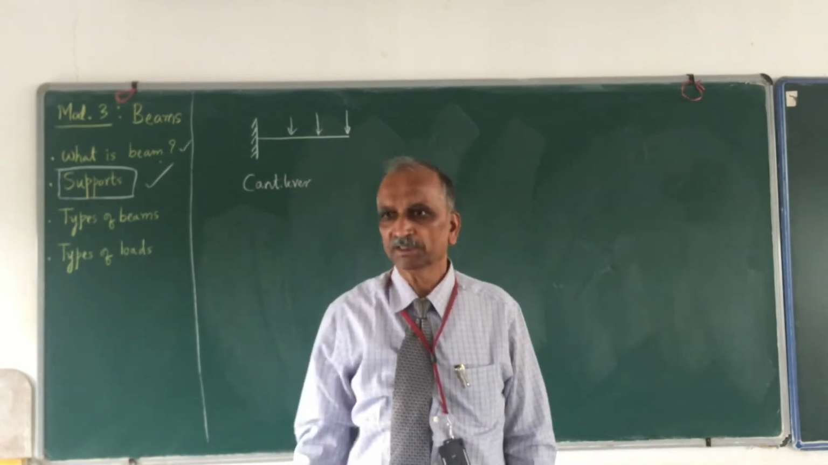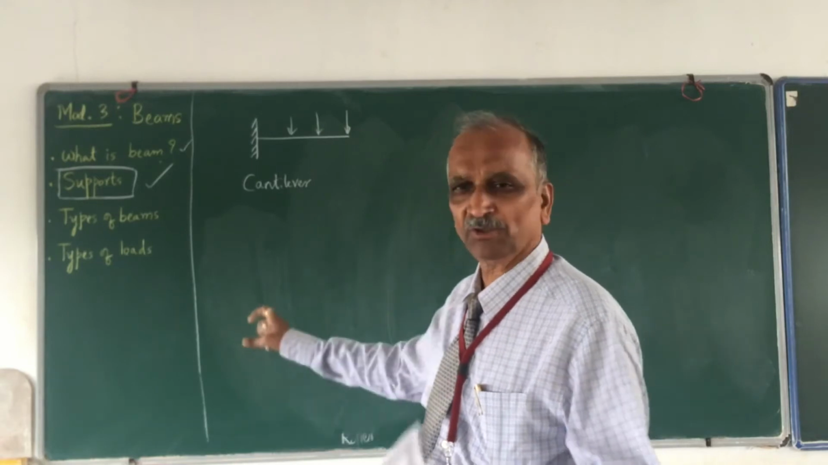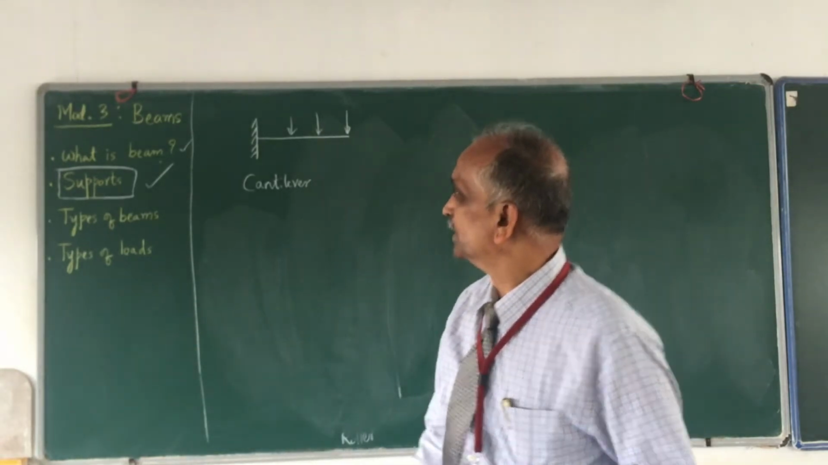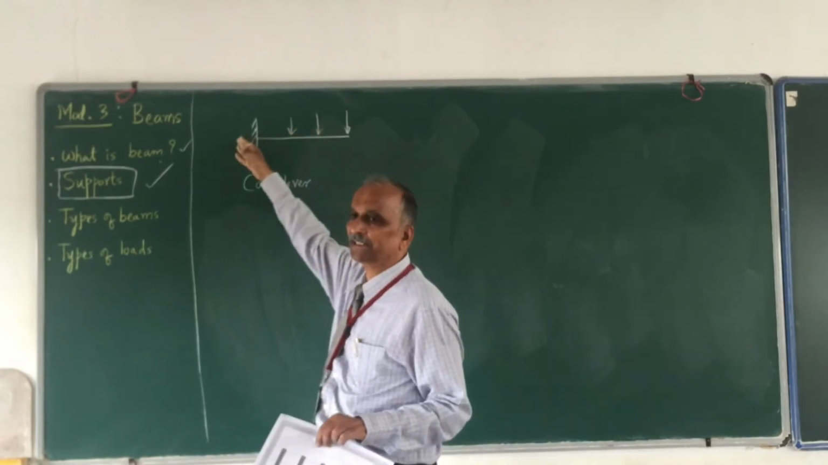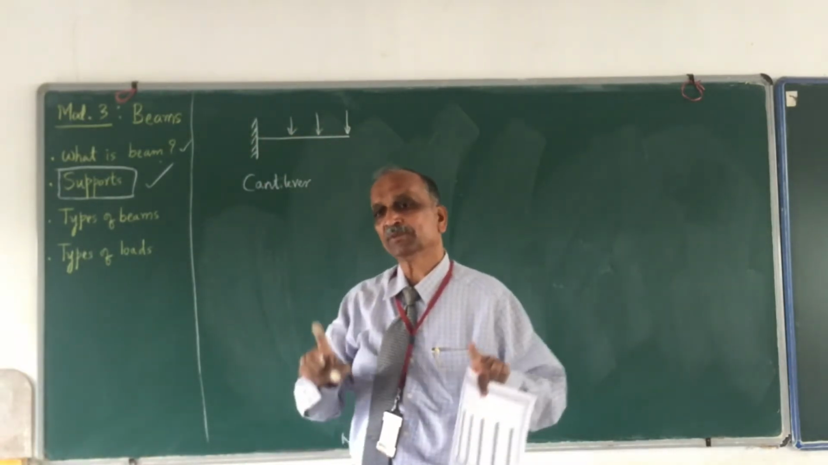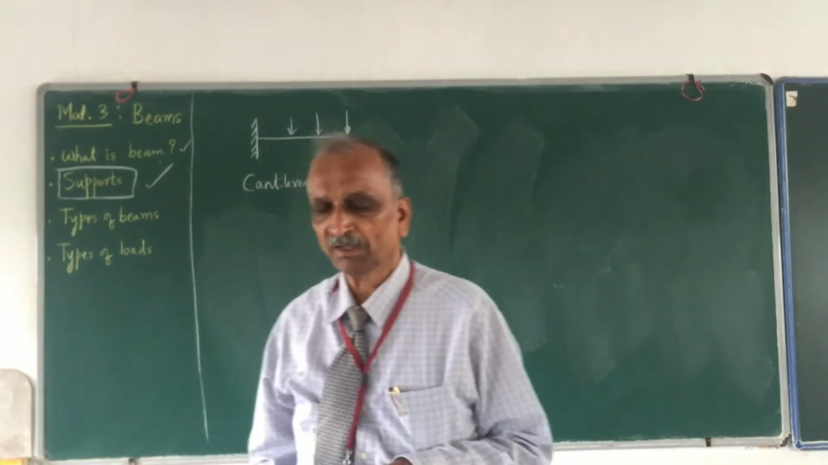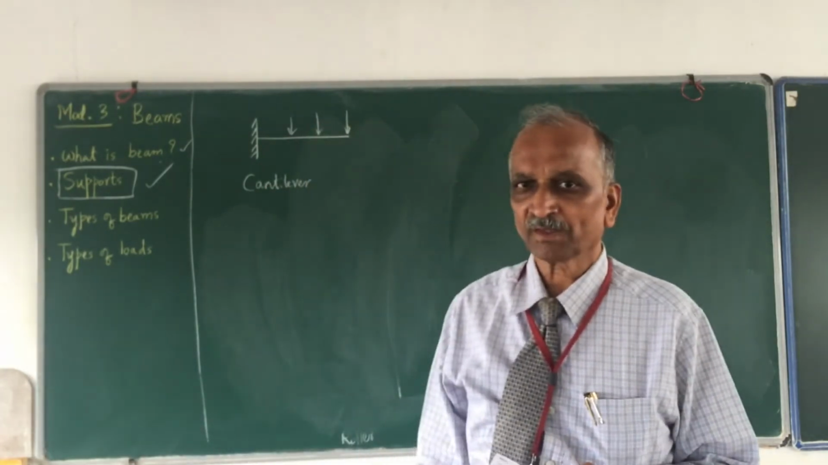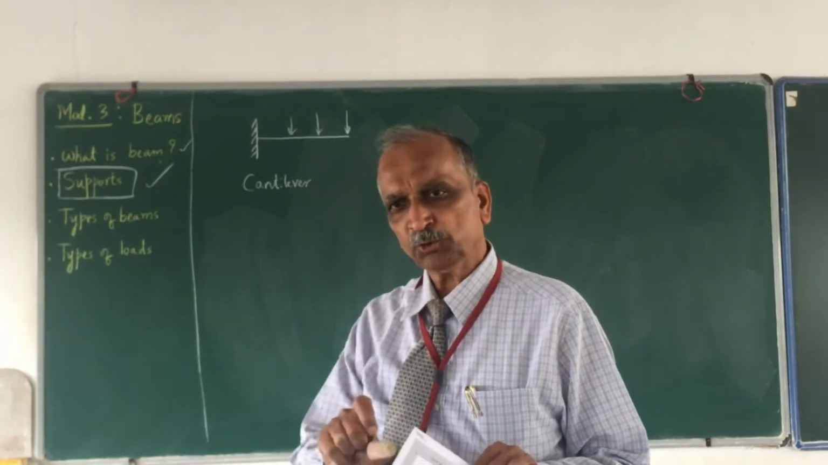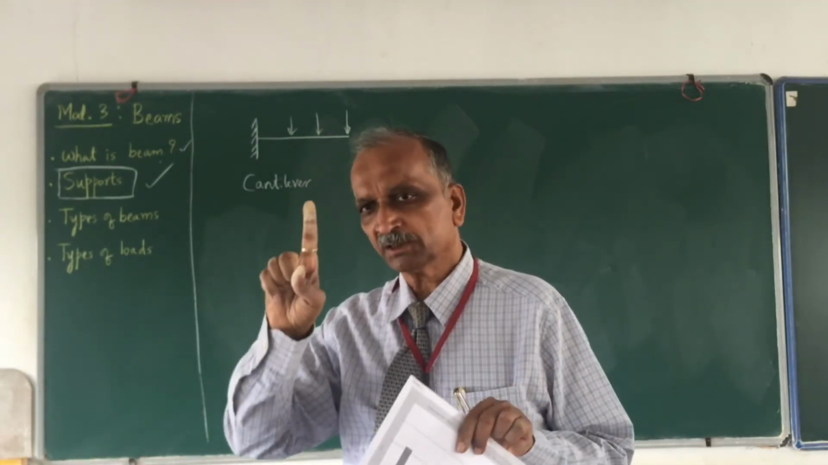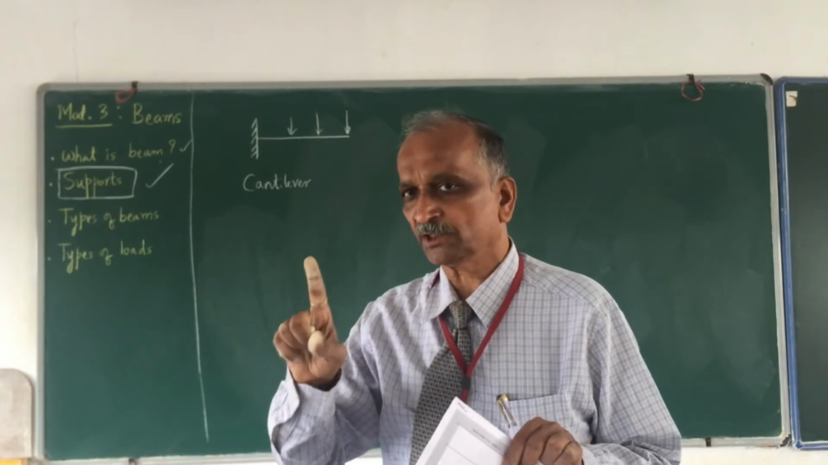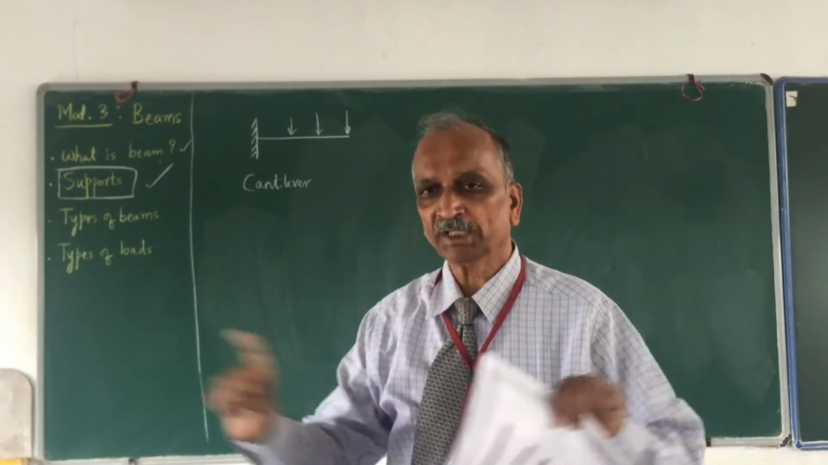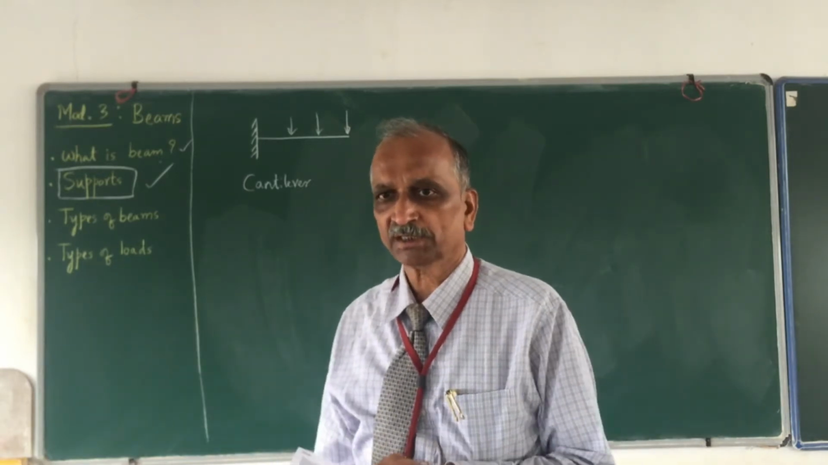How do you describe a cantilever? Of course, you have a beam. So, what kind of support? This is one end of the beam, this is the other end of the beam. One end of the beam is fixed. And what about the other end? The other end has no support. We have only one support, that is the fixed support, and at the other end of the beam we don't have any other support. This is called a cantilever.